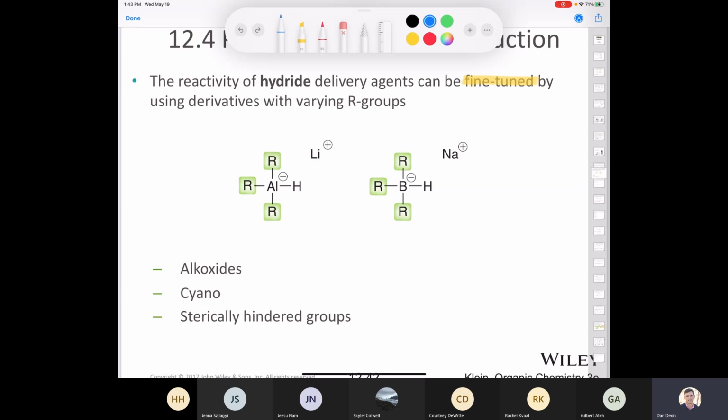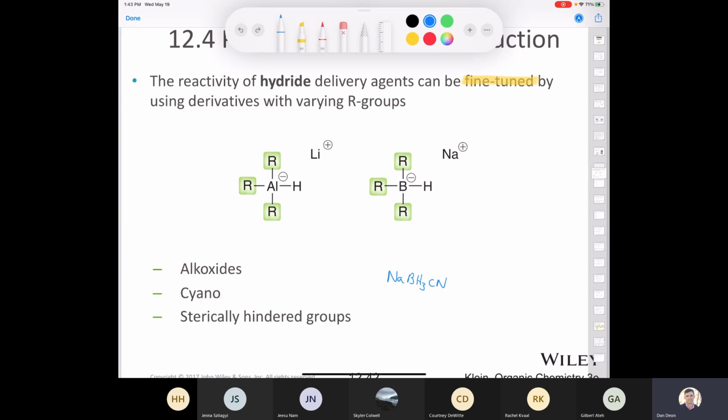But one that does come up later on in this class is this one, NaBH3CN. So you replace one of the hydrogens with a nitrile, and that's called sodium cyanoborohydride, right? A cyano, sodium cyanoborohydride. It's used to synthesize amines. So later on, when we get into amine chemistry, we're going to see this reducing agent.